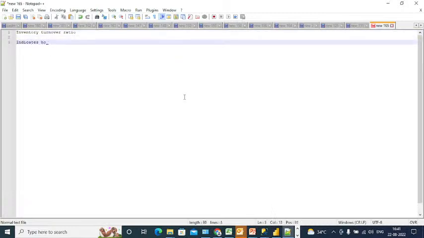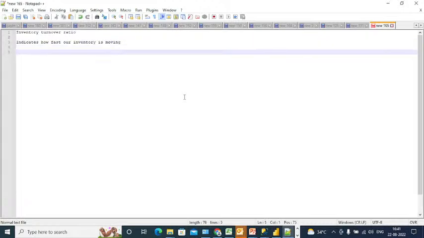indicates how fast your inventory is moving, right? That means I want to know how fast. Now, the inventory turnover ratio can be calculated at the stock item level, and then it can be aggregated to the stock group level, right? And then at the company level, right? It is simple, then that's it.